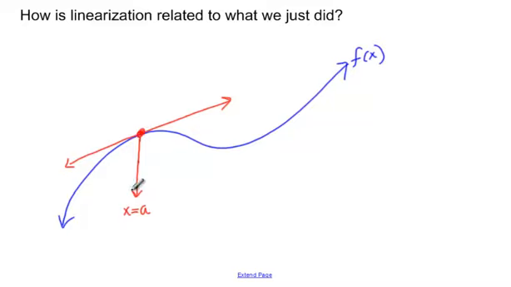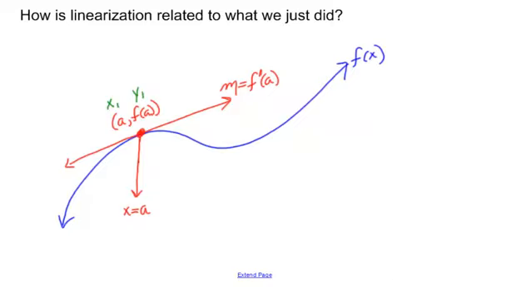So this point right up here is going to be a, f of a. That's our x value and our y value. So this is our x sub 1 and this is our y sub 1. And what else do we need to write the equation of a line? I think we need a slope. So we have to figure out the slope of this tangent line. Well, the slope of the tangent line is the derivative of f. So our slope is going to be f prime at the given value a.